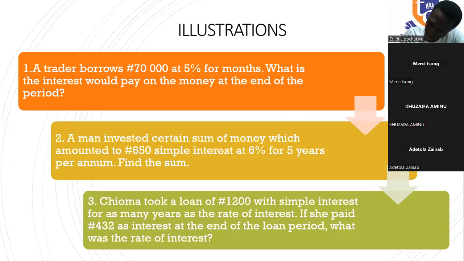Take note that RT is R times T. Your 5% will be 0.05, so that will be 0.05 times 5. Take note of that. Okay, one person has sent an answer.